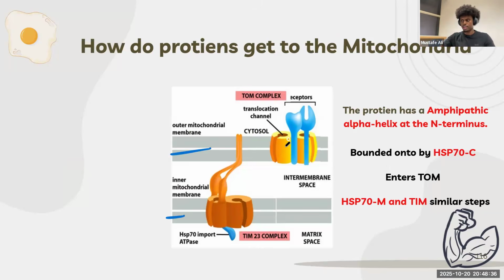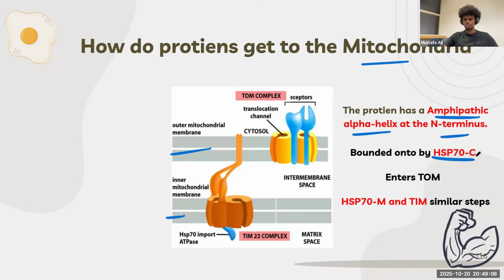Now, in the outer membrane, what happens first is that there is a protein, okay? And the protein has a signal. Again, it's very similar, right? There's a lot of signals. In this case, the proteins that head towards the mitochondria have a signal called amphipathic alpha helix, which is at the N terminus, okay? Now, what this signal would do is that it will attract a protein called HSP70C.